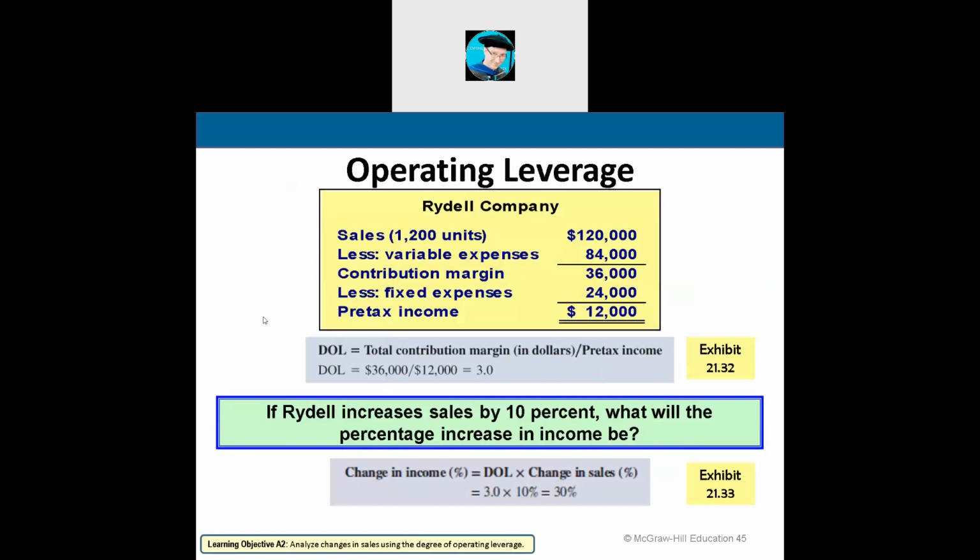So operating leverage, here's the example. Sales minus variable costs equals contribution margin minus fixed costs equals the pre-tax income. So if we take our contribution margin divided by our pre-tax income, we have a degree of operating leverage of 3. We can use that degree of leverage to figure out the change in income from year to year. So we take the degree of operating leverage times the change in sales.